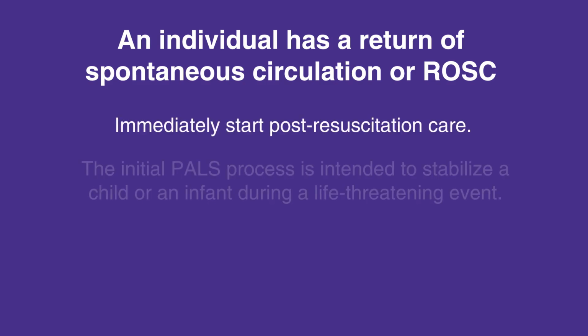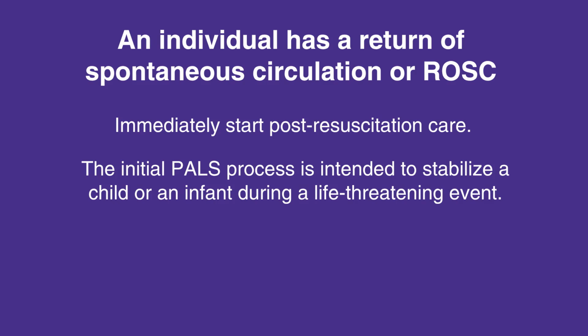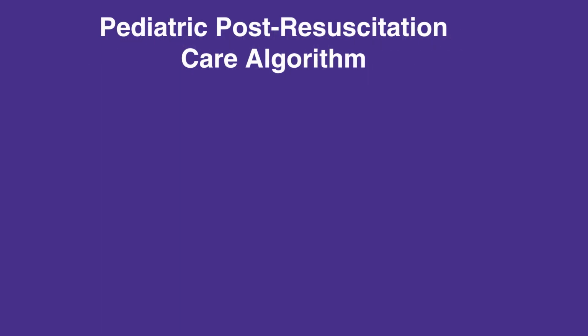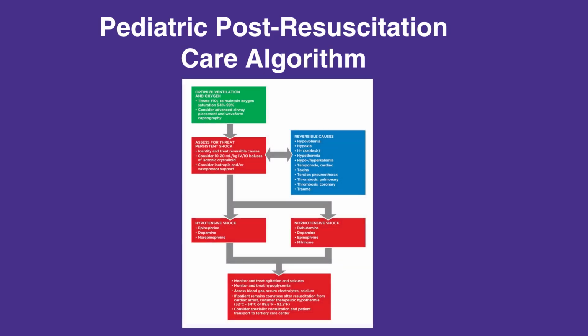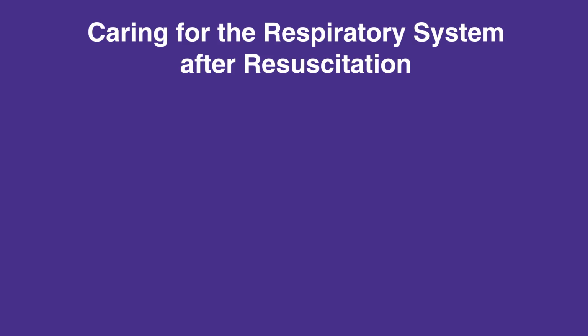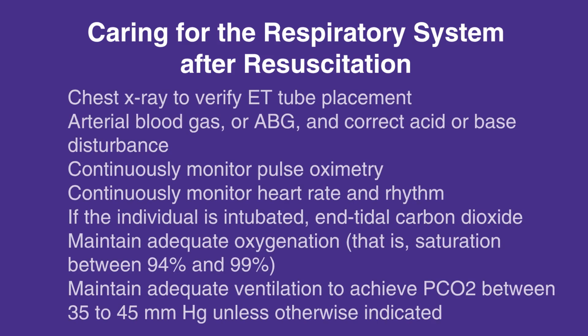The initial PALS process is intended to stabilize a child or an infant during a life-threatening event. Post-resuscitation care is meant to optimize ventilation and circulation, preserve organ and tissue function, and maintain recommended blood glucose levels. For the pediatric post-resuscitation care algorithm to guide you in your treatment, refer to Figure 17 in your corresponding PALS manual. When caring for the respiratory system after resuscitation, follow this checklist.